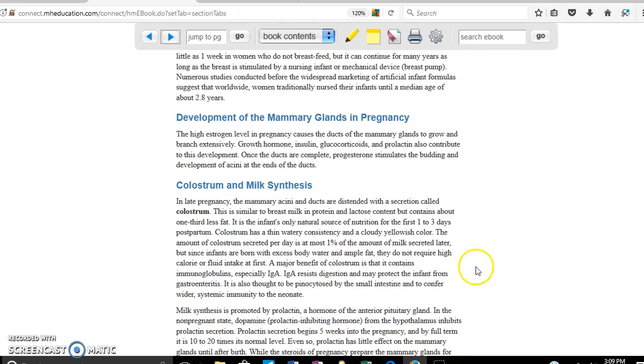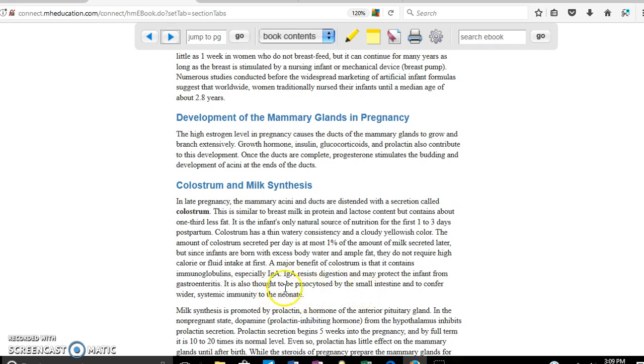But at the very beginning, the milk that is produced is not actually called milk. It's actually called colostrum, as you can see right here. Colostrum is very similar to milk, but it has less fat. So it's basically the same content, but it has less fat, and it contains immunoglobulins. As you can see here, immunoglobulin A, which is going to provide some immunity for the baby in order to fight infections that the baby may encounter.